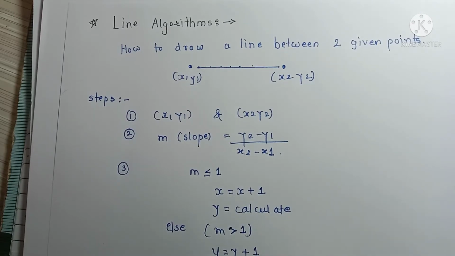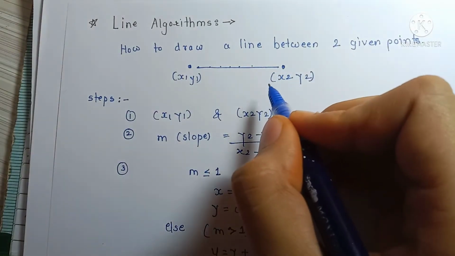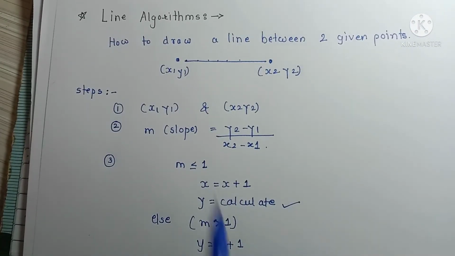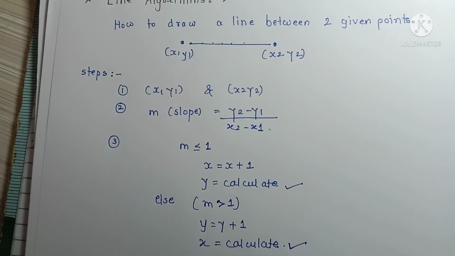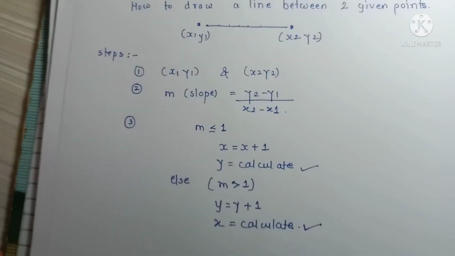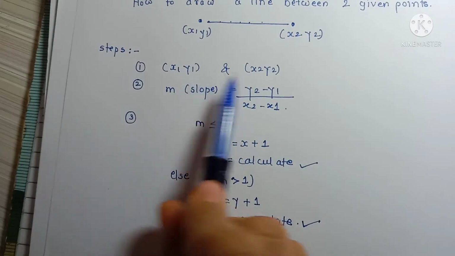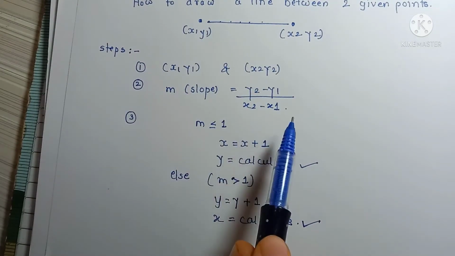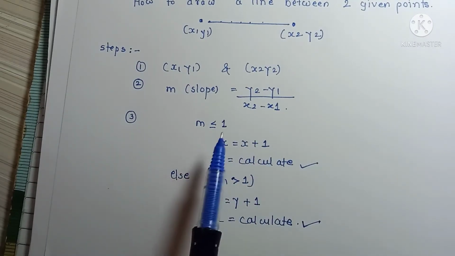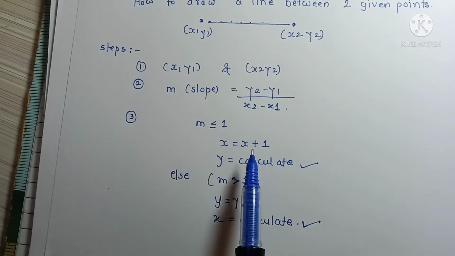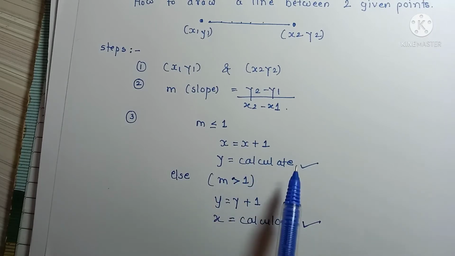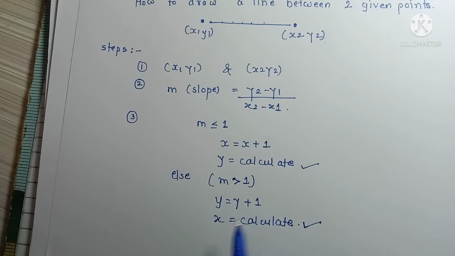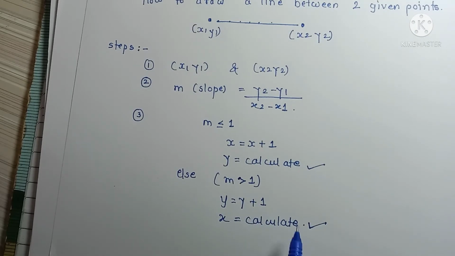So the difference in the 5 algorithms is only the way we calculate y and x, and the remaining steps will be the same for all the 5 algorithms. Okay, first name the points x1, y1, x2, y2, calculate the slope y2 minus y1 upon x2 minus x1. If the slope is less than or equal to 1, then x is incremented and y we have to calculate. Else, if slope is greater than 1, then y is incremented and x we have to calculate.